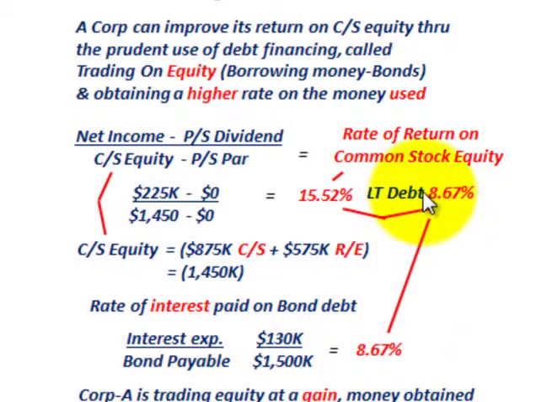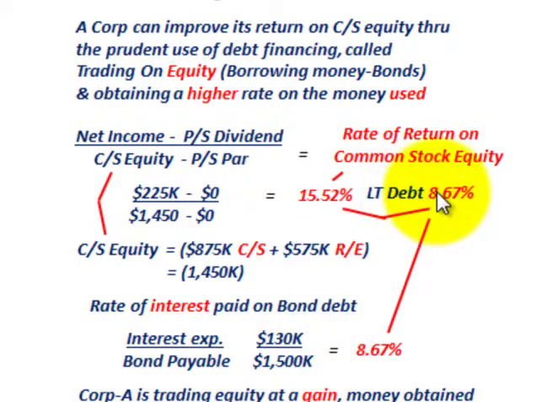So this is the key here. When you're talking about trading on equity, you're comparing your long-term debt, in this case 8.67%, to the rate of return on your common stock equity, which is 15.52%. Just through the comparison you can see they're trading on equity successfully, because the cost of their long-term debt, 8.67%, is approximately half of the rate of return on the common stock equity at 15.52%. So it looks like a good trade here.